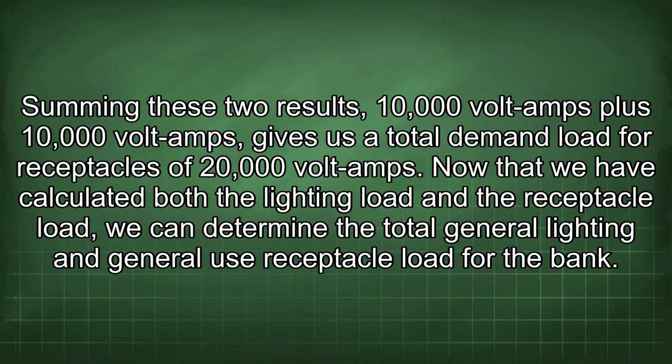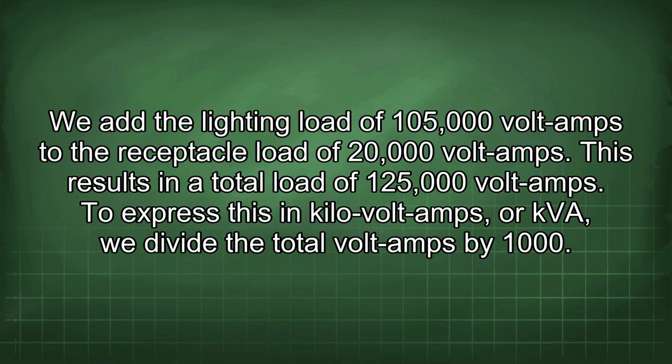Now that we have calculated both the lighting load and the receptacle load, we can determine the total general lighting and general use receptacle load for the bank. We add the lighting load of 105,000 volt-amps to the receptacle load of 20,000 volt-amps. This results in a total load of 125,000 volt-amps.